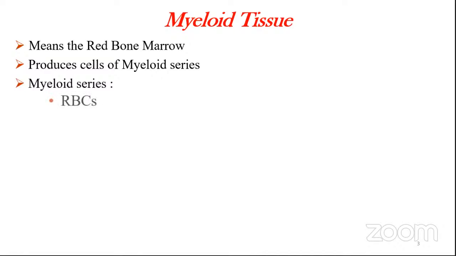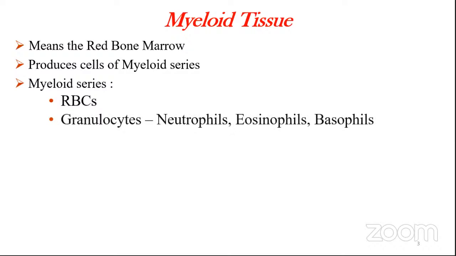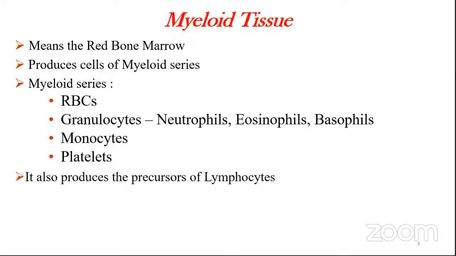The myeloid series means the RBCs, that is the red blood cells, then the granulocytes, mainly the neutrophils, eosinophils, and basophils, and monocytes. Also platelets. All these cells belong to the myeloid series. This myeloid tissue also produces the precursors of the lymphocytes.